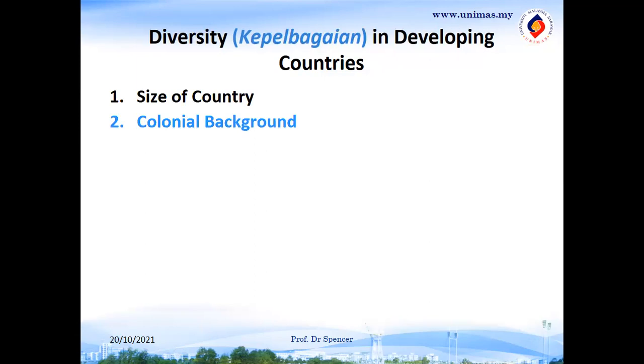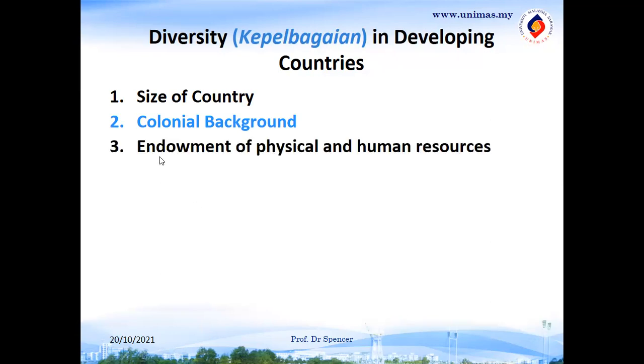So some of these diversities can be seen in terms of the size of the country. Secondly, whether or not the country has been ruled by colonies, the colonial background. And the third one is the endowment of physical and human resources. Berapa banyak sumber-sumber yang ada, sumber physical and also human, ya, ataupun manusia. Keempatnya, the fourth one is ethnic and religious composition.